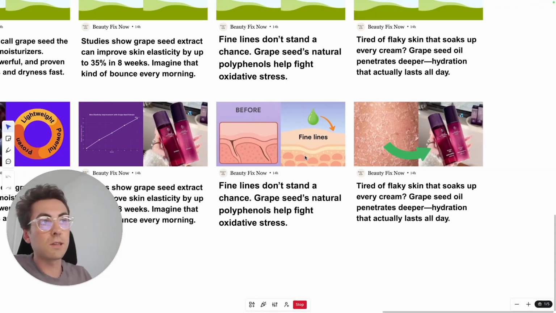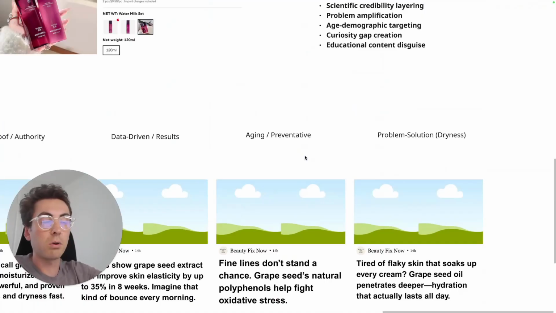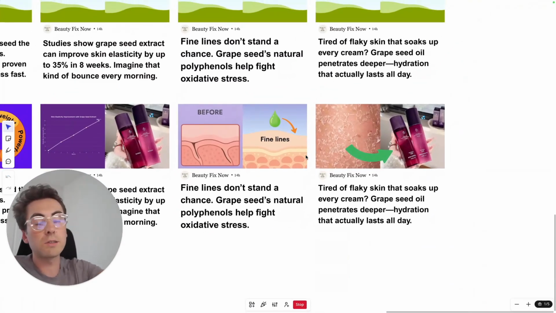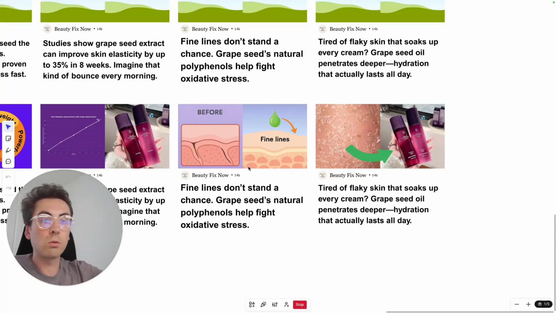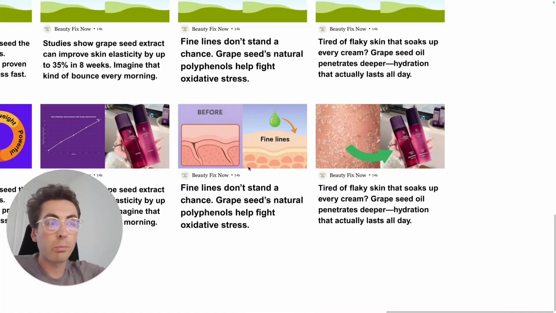Next, fine lines. This is like a specific aging preventative problem solution. So the angle we're hitting here is fine lines and how grapeseed can help fight fine lines. So keep in mind, we're not showing our product in the creative, right? This is intentional. We don't want to sell and push too hard. We are just showing essentially what it does. And then they want to see, well, how can it help fine lines? And they know they're going to be informed of that on the landing page.